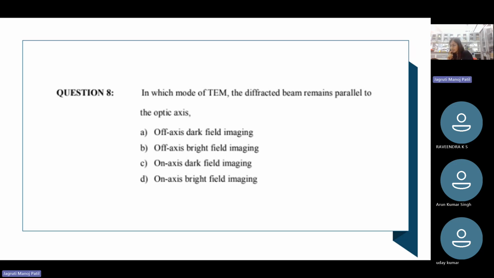Is it your dark field or is it your bright field? It's a dark field on axis. Dark field on axis. It remains parallel to it. The refracted beam is parallel to the optic axis. Yeah, so we want parallel, but is it off axis or on axis? You're correct about dark field, but which one?